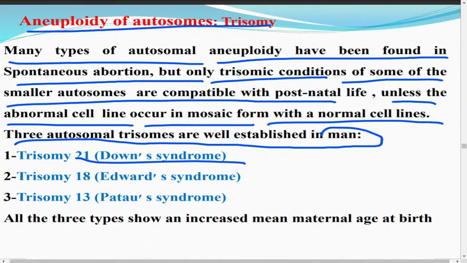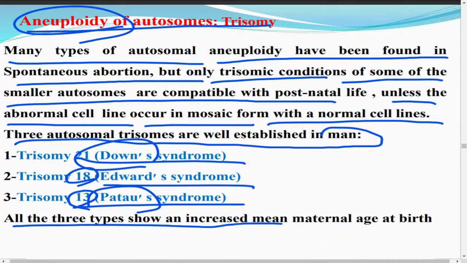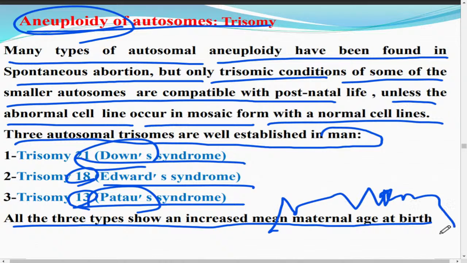So Down syndrome is an autosomal trisomy, the aneuploid trisomy. Then Edwards syndrome and Patau's syndrome. I think we already talked about Down syndrome and trisomy 21, trisomy 13, trisomy 18. All three types show an increased mean maternal age at birth.